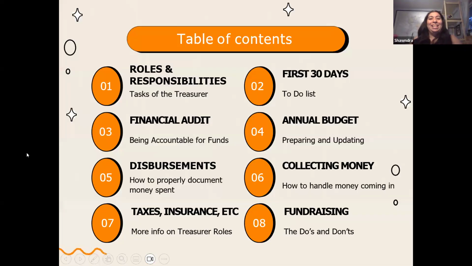All right. So today what we're going to talk about are the roles and responsibilities of the treasurer, financial audit, the first 30 days, financial audit, your annual budget, disbursements, collecting money, taxes, insurance, all that fun stuff.